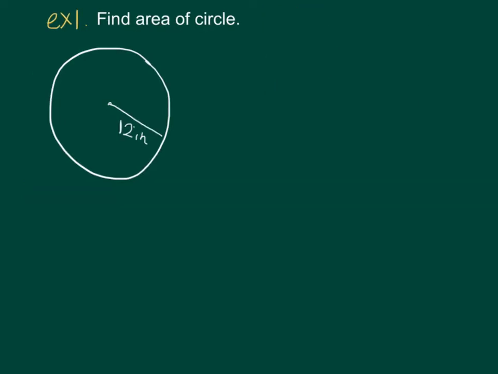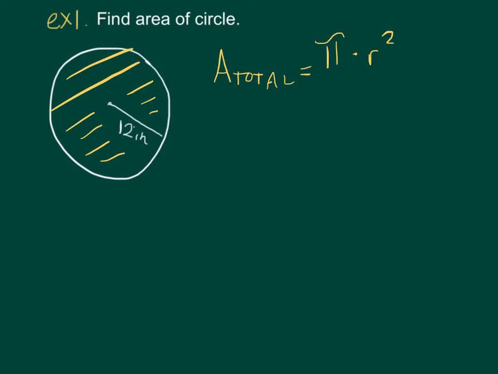The first thing I'm going to do for example 1 is read the directions. It says, find the area of the circle. In this case, they're asking me to find the total area. And the total area is going to be this entire section in here. So the total area is pi times the radius squared. So I'm going to look at my diagram and find the radius. The radius is a line that goes from the center of the circle to the edge. So in this case, my radius is 12. So my total area is pi times 12 squared, or pi times 144.